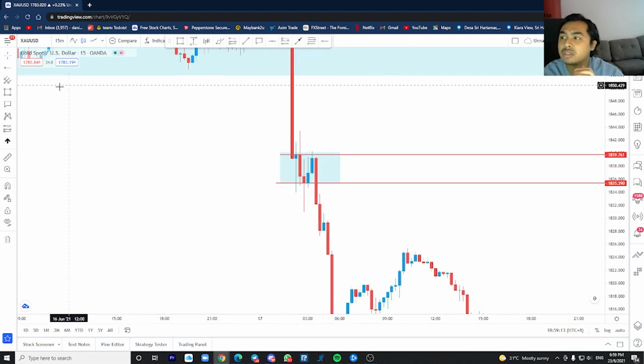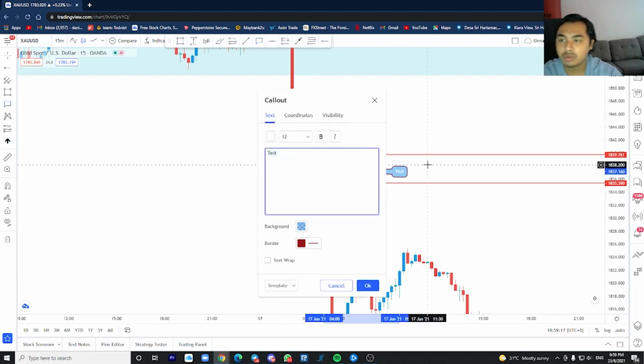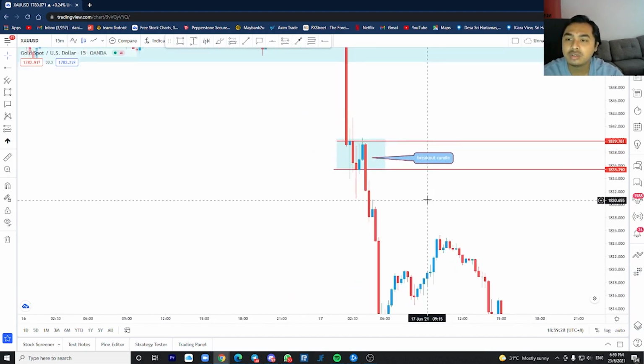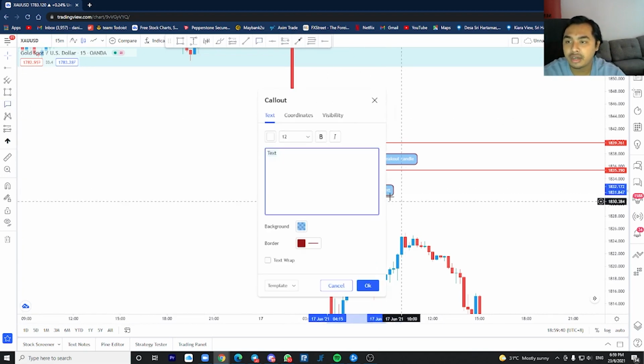So this is what we call our breakout candle. All right, so after our breakout candle, the candle after is where we want to be selling. The candle after that is the candle that we actually want to be selling itself. So this will be your entry candle.